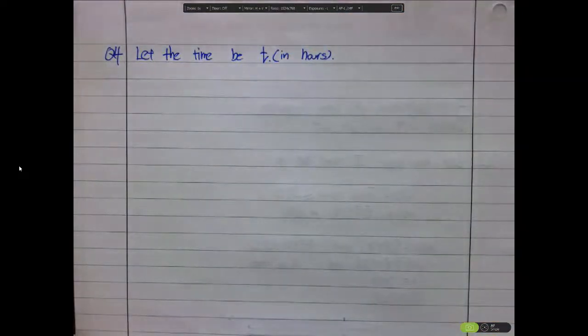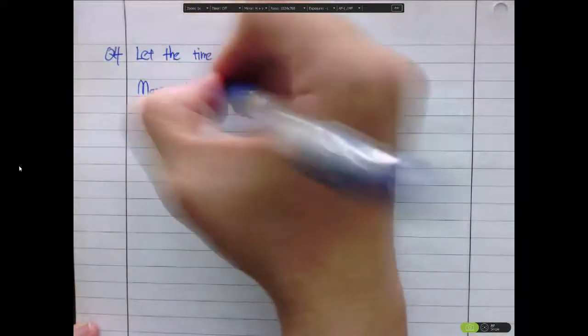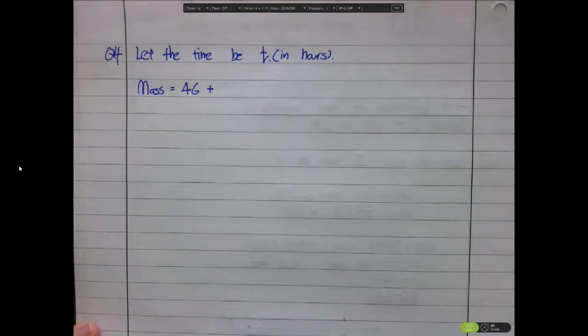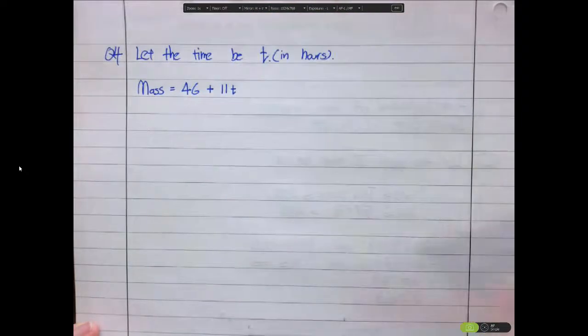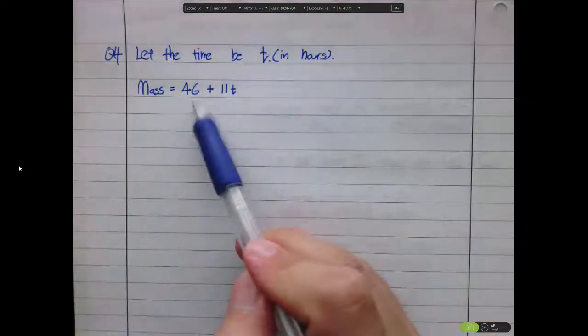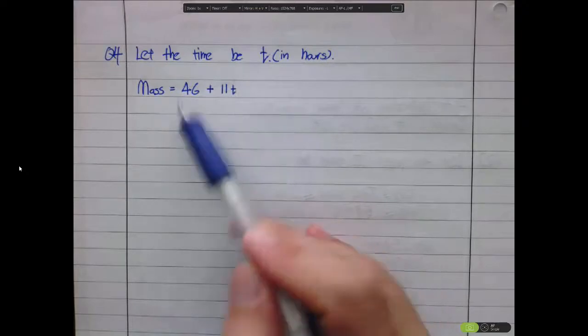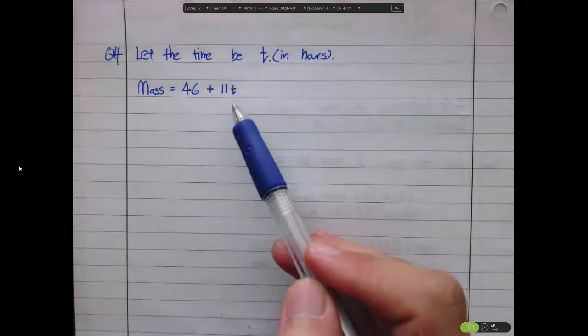So we have to form an inequality now. First, I will say mass. What's the mass? The mass is equal to 46 grams, plus they say that it increases at 11 grams per hour. So it's 11 grams per hour times the number of hours. So this is the initial mass, and this is 11 grams per hour times the time in hours, which will give you the total mass for a certain period of time.